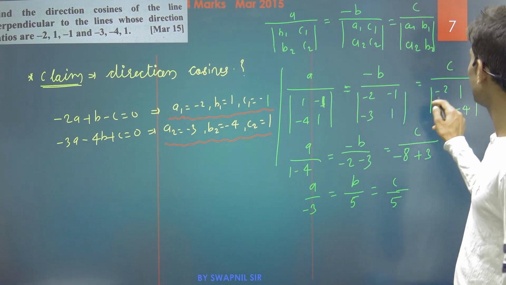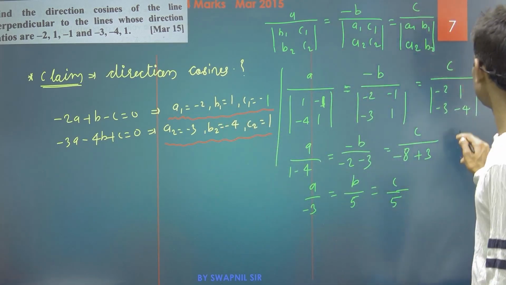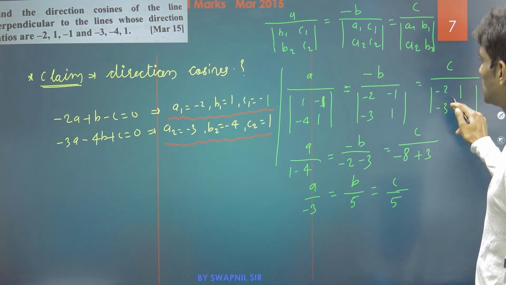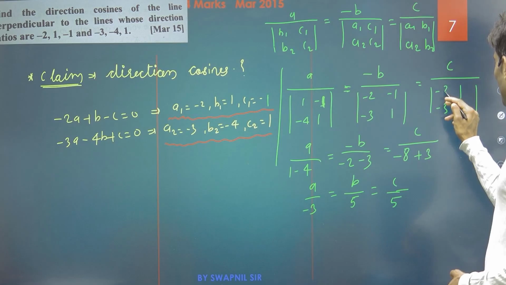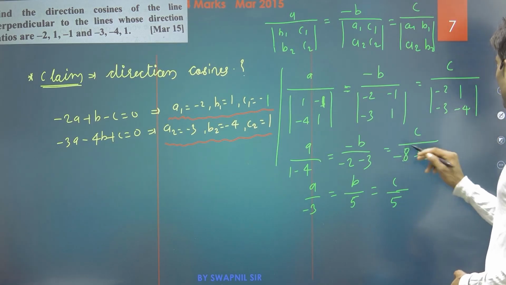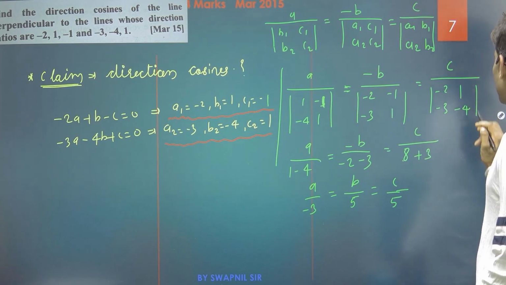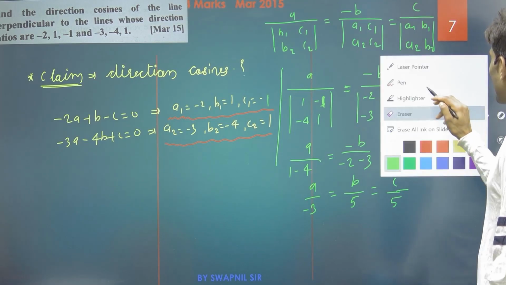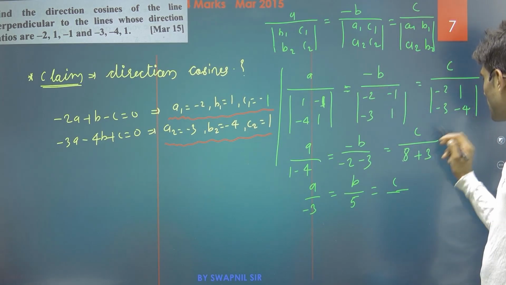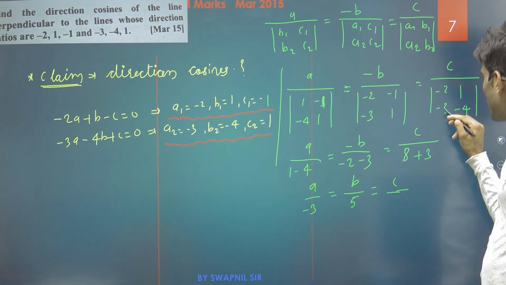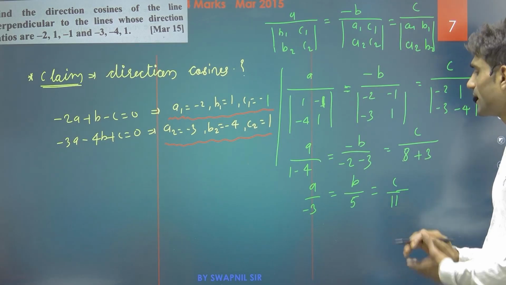Let me verify the values for a1, b1, a2, b2. Minus 1, 1, minus 3, minus 1, minus 2, 1, minus 3 and minus 4. It is correct here. So 2 4s are 8, so it goes to the positive 8 here. We can see here minus 2 into minus 4 is a positive 8, and negative of a negative 3 is a positive 3. Okay, C, which is c upon 11.